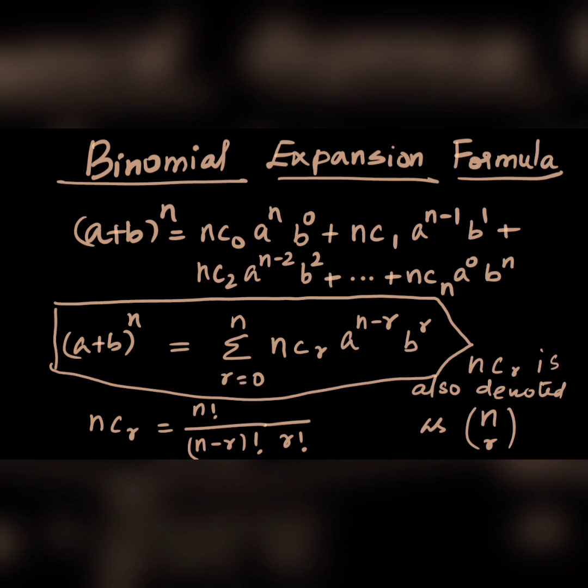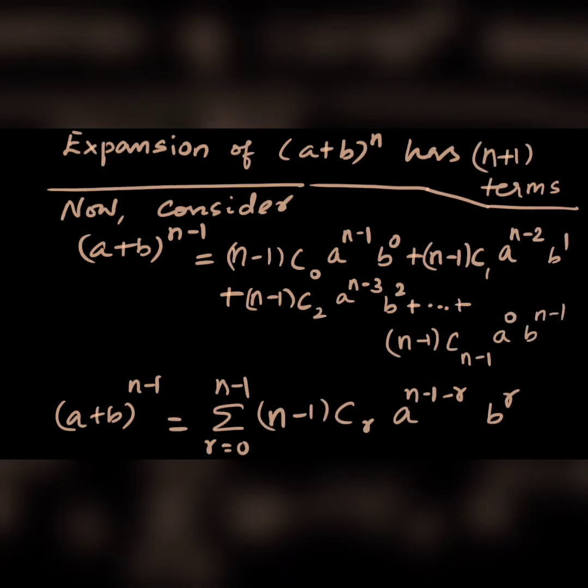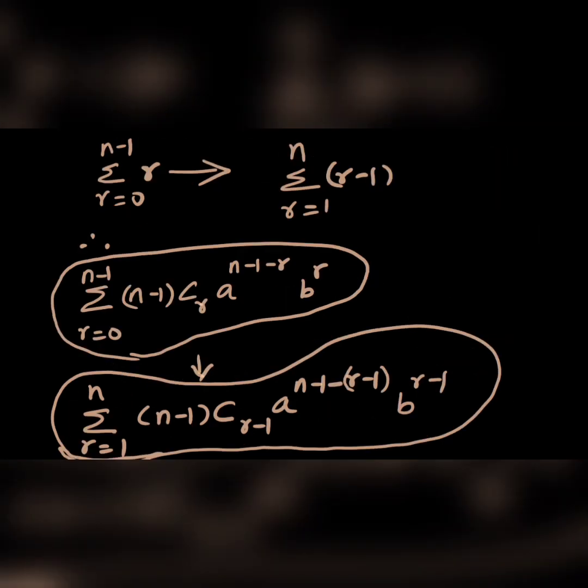This is the binomial expansion formula for (a plus b) to the power n. Suppose we consider the term (a plus b) to the power n minus 1. The expansion contains totally n terms and it is given in the right side expansion. It can be given in summation format as sigma r from 0 to n minus 1, (n minus 1)Cr a^(n minus 1 minus r) b^r. In this summation, if we change variable r as r minus 1, then the index value r from 0 to n minus 1 becomes r from 1 to n.